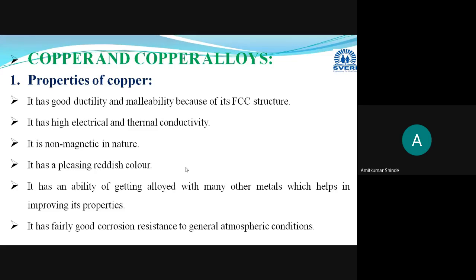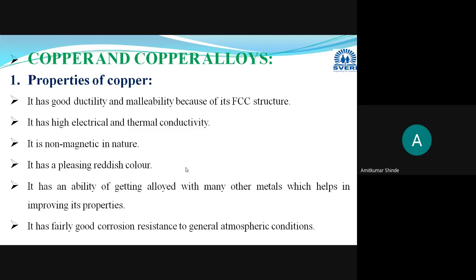So copper alloy means copper will be the base element and other elements will act as alloying elements. Similarly, aluminum and aluminum alloys will be there. In aluminum alloy, aluminum will be the base element, or you can say the parent element, and other alloying elements will be there. Now, copper alloys will generally be classified in two types, that is brasses and bronzes, depending on the alloying elements present.